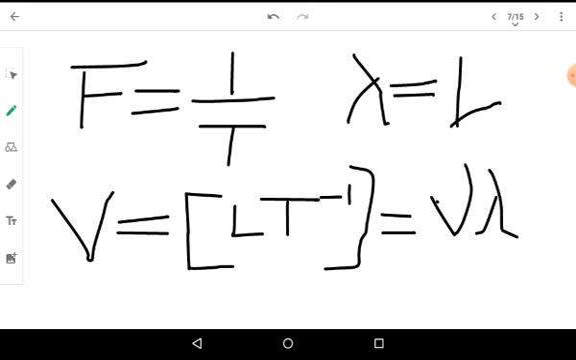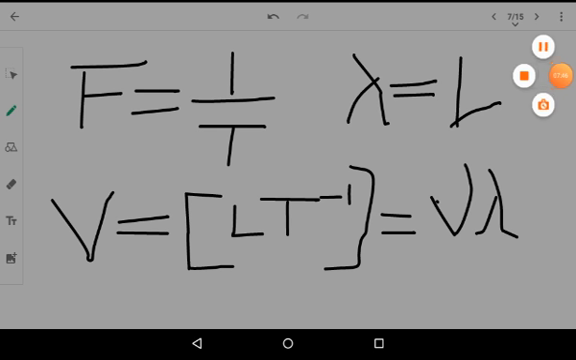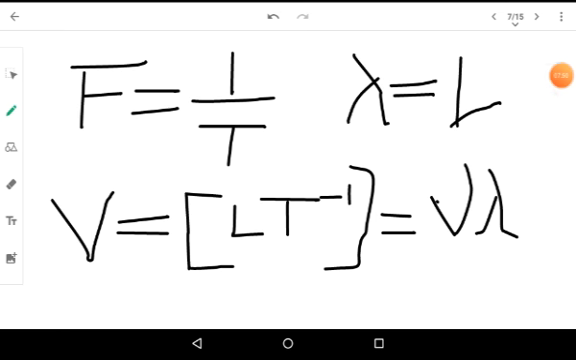Okay, so now this is the derivation. The first thing you should ask about any derivation is how. You should look into the formulas and ask how this is derived. We derive this from the frequency and lambda itself. Frequency is 1 upon t, and we have lambda, which is length. The dimension of lambda is length, and the dimension of frequency is t raised to minus 1.